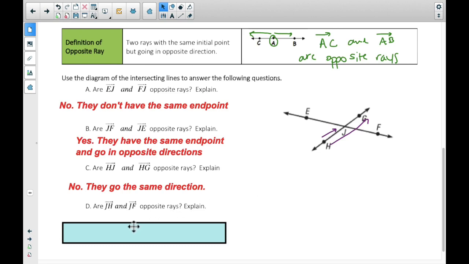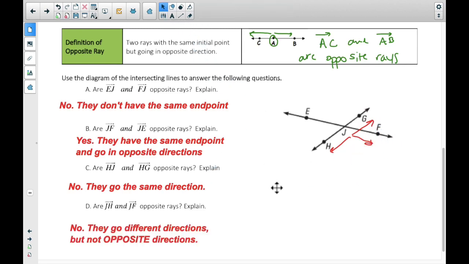Last question, how about JH and JF? Okay, this is an interesting question because we have JH going this way, JF going this way. They do both start with J, that's true, but look, they're not going opposite. They have to be in a straight line opposite each other. That does not count, so no. They go different directions, but not opposite directions. They have to be totally opposite, so that did not count.